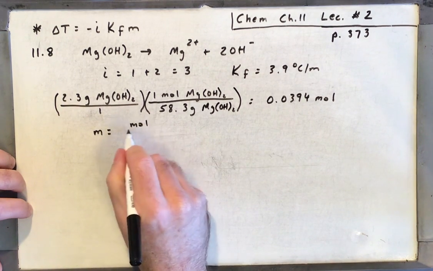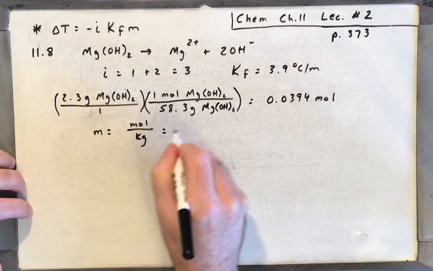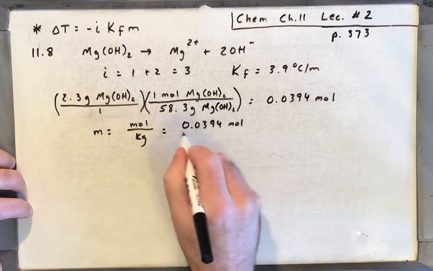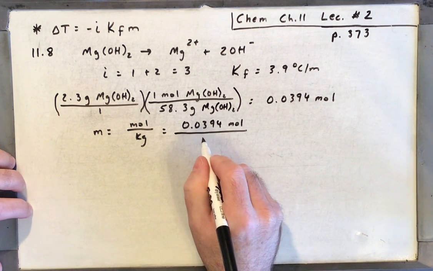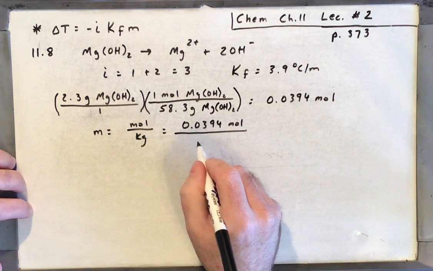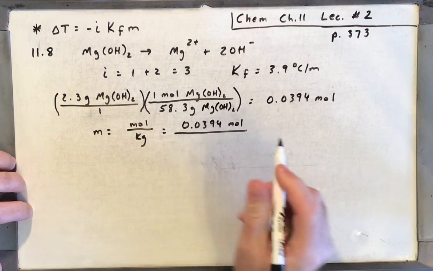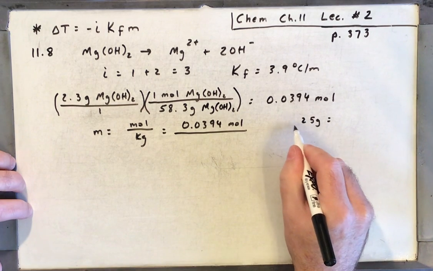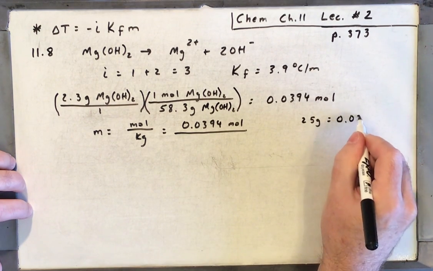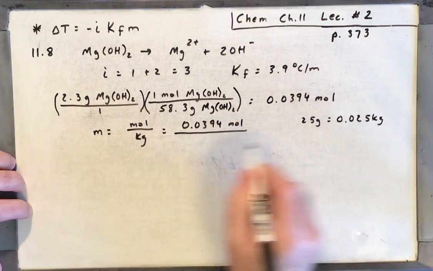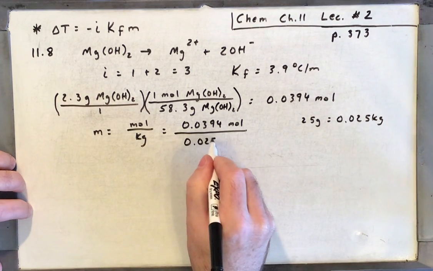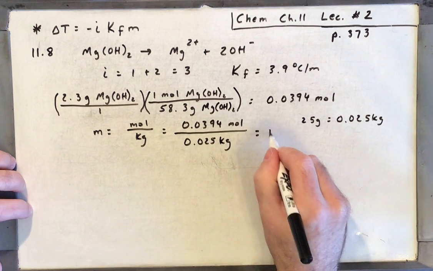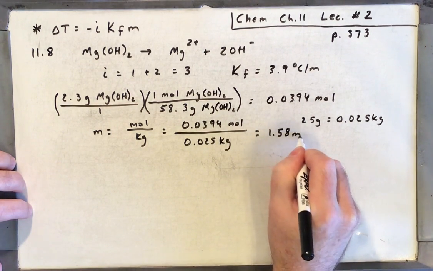Now we can get the molality. That's moles per kilogram. So that's 0.0394. And reading the problem, how many kilograms do we have? Well, it says we have 25 grams. So 25 grams, if you move that decimal point 3 places to the left, is 0.025 kilograms. So that is a molality of 1.58.